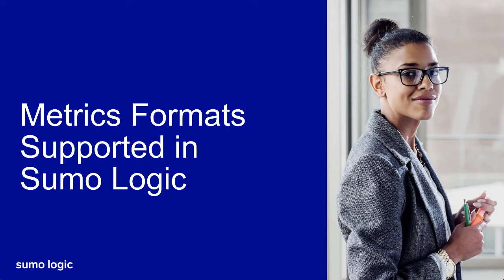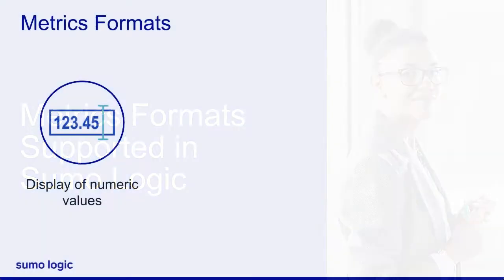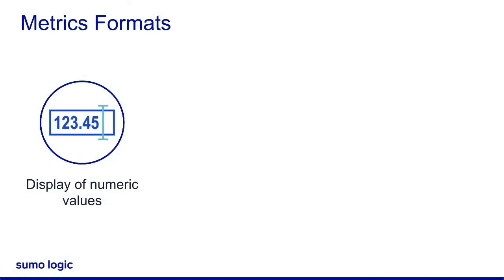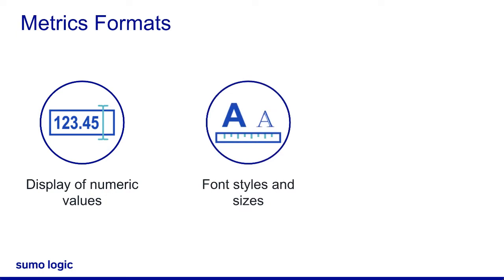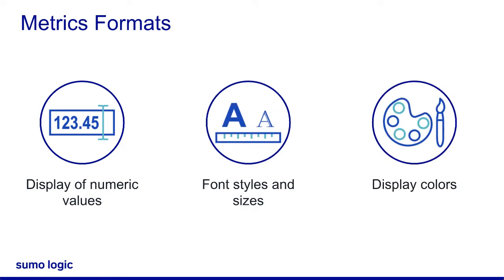In a metric editor, you can specify metric format properties such as the display of numeric values, font styles and sizes, and cell display colors. This formatting is used for the particular metric, regardless of which report it's placed on. This is called metric level formatting.